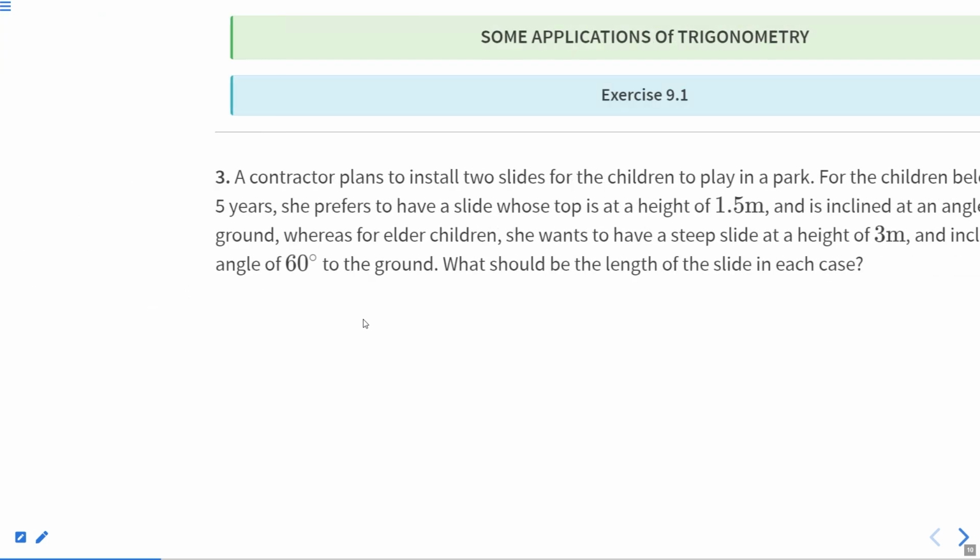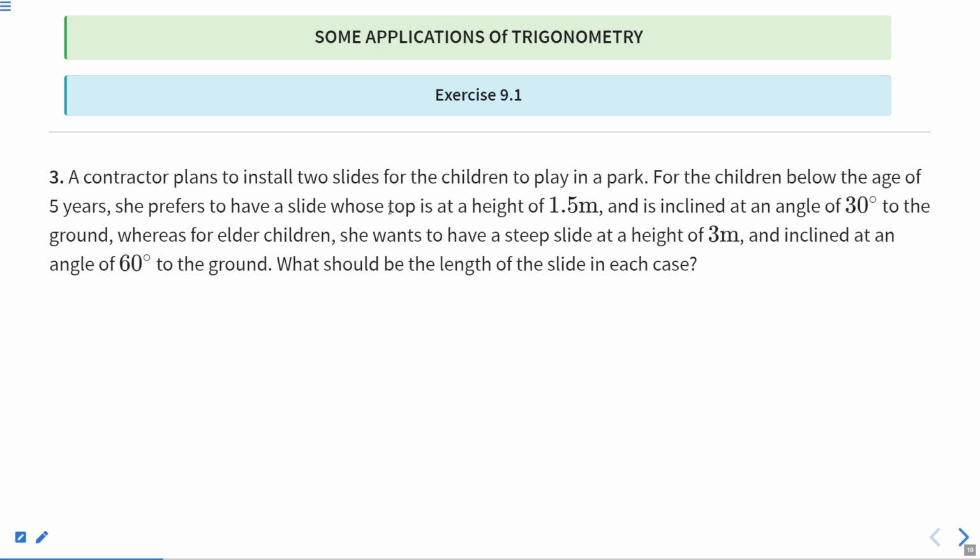And now let us move to next question. So in next question, here we have a contractor plans to install 2 slides for the children to play in a park. So for the children below the age of 5 years, she prefers to have a slide whose top is at a height of 1.5 meter and is inclined at an angle 30 degree to the ground. Whereas for elder children, she wants to have a steep slide at a height of 3 meter and inclined at an angle of 60 degree to the ground. So what should be the length of the slide in each case?